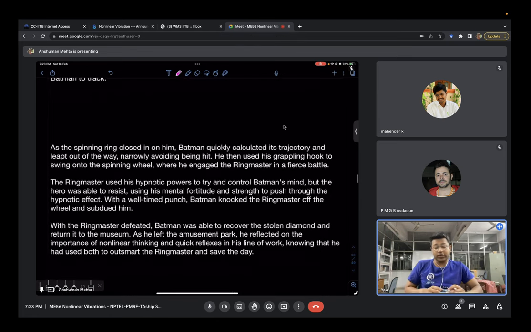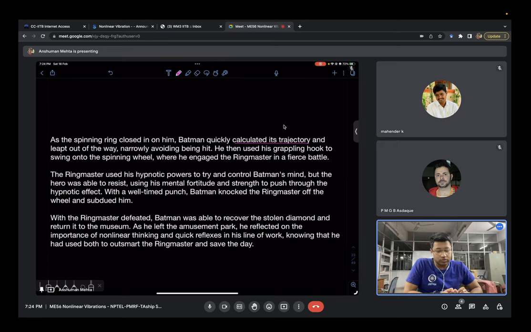So as the spinning ring closed in on him, Batman quickly calculated its trajectory. Now that is what we are doing, calculating its trajectory, and leapt out of the way, narrowly avoiding being hit. He then used his grappling hook to swing onto the spinning wheel, where he engaged the Ringmaster in a fierce battle. Now the Ringmaster used hypnotic powers to try and control Batman's mind, but the hero was able to resist using his mental fortitude. We have already talked in the first comics about how tough Batman is. Mental fortitude and strength to push through the hypnotic effect. With a well-timed punch, Batman knocked the Ringmaster off the wheel and subdued him.